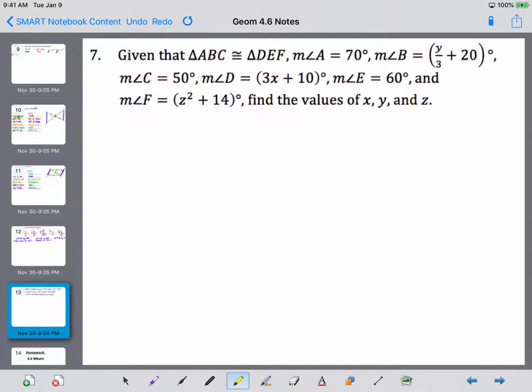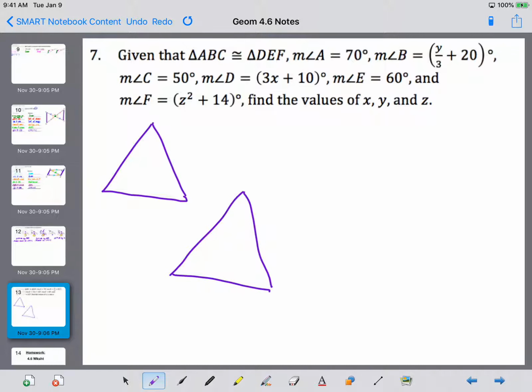Okay, let's look at one last example here. So we are given triangle ABC is congruent to triangle DEF. Let's go ahead and draw that. So we're going to have some information based on that statement right there. And make your triangles as big as you can. Here's triangle ABC and DEF.